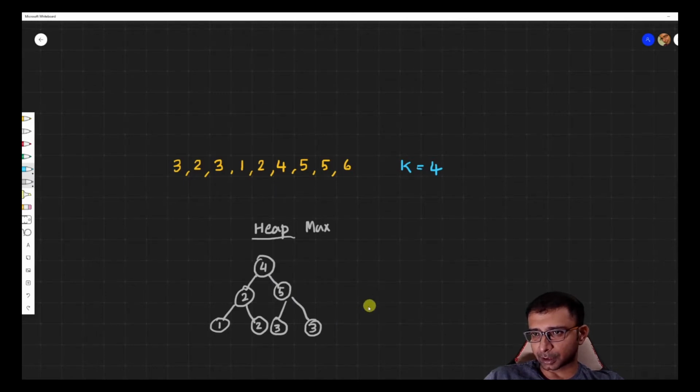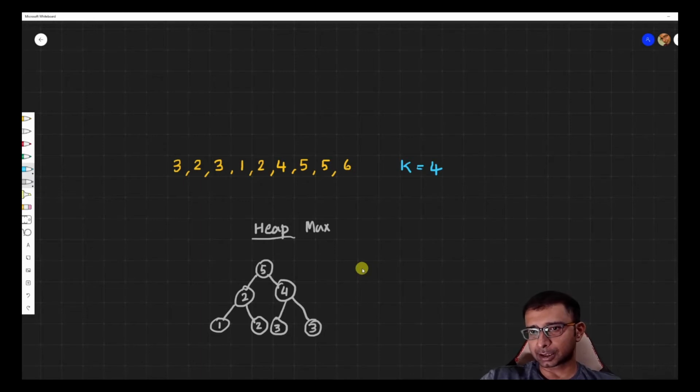So this is what happens. And then it checks again and it finds that 5 is still violating. So what it does is it takes the 5 and does a swap with its parent. So 4 again comes back over here and 5 is again promoted to the top of the heap, right? So this is what happens in the heap.